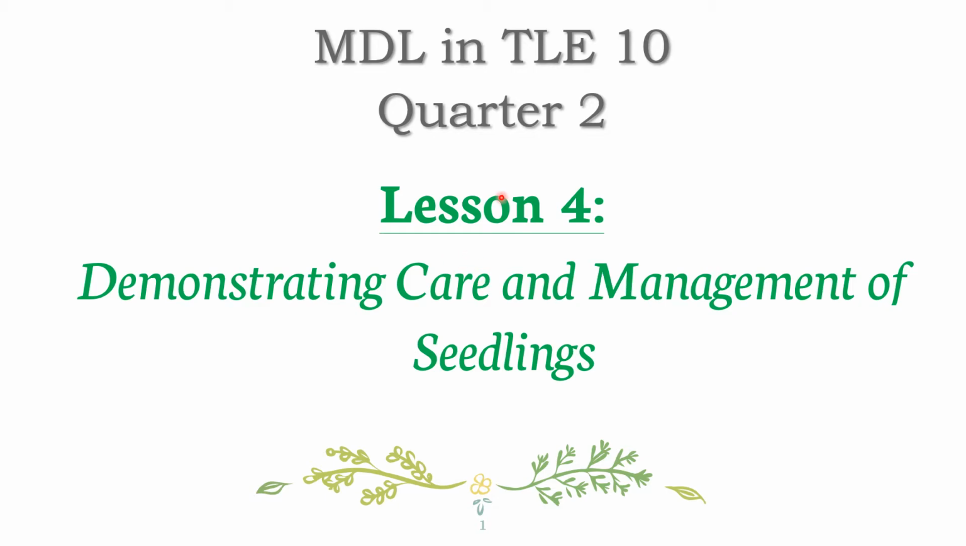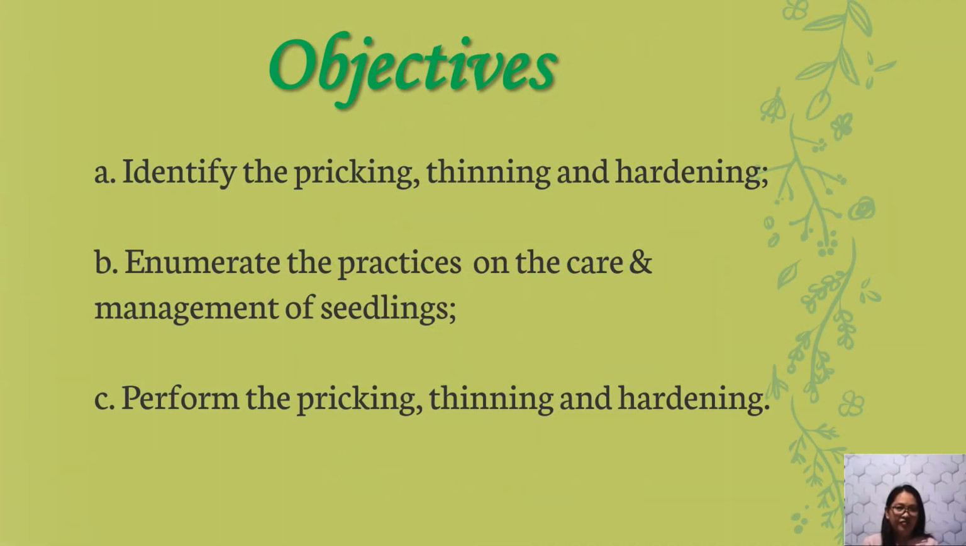We are now in Lesson 4 and this is our last topic in this quarter, demonstrating care and management of seedlings. These are the following objectives. Letter A, identify the pricking, thinning, and hardening. Letter B, enumerate the practices on the care and management of seedlings. And letter C, perform the pricking, thinning, and hardening.